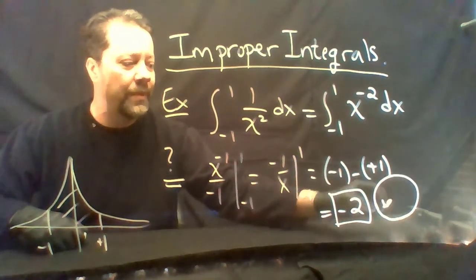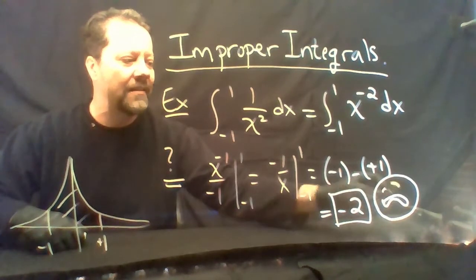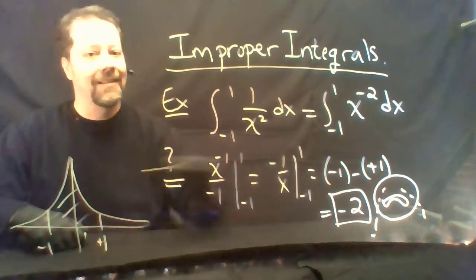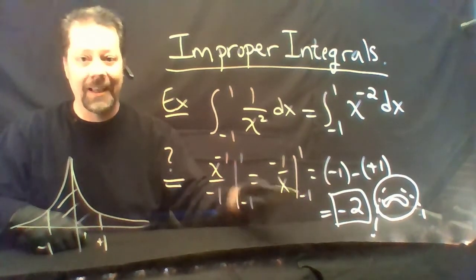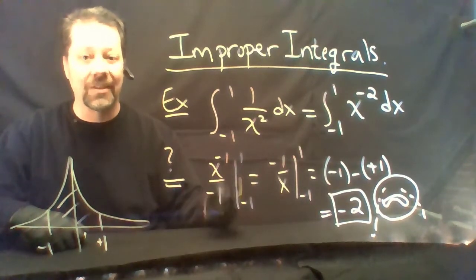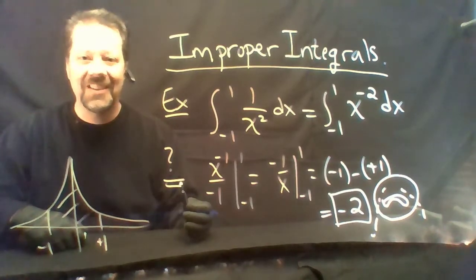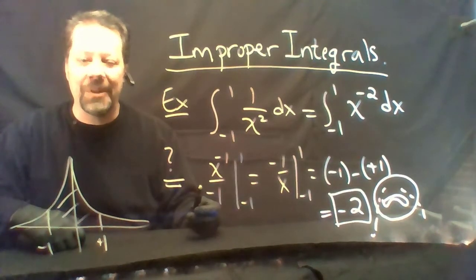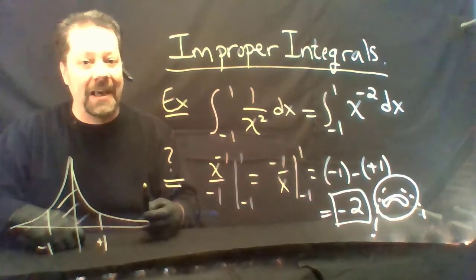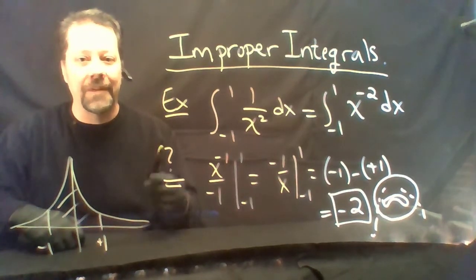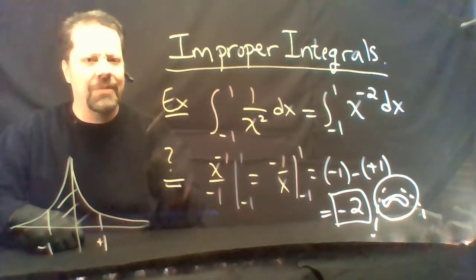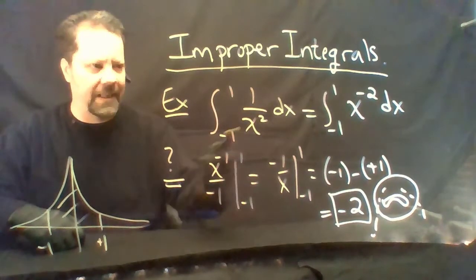Oh no, this is really bad. This isn't going to work. -2 is not the answer. What is going wrong? What's wrong is that we used the fundamental theorem of calculus. If you think back about our proof of the fundamental theorem, what was the requirement for the function f, the integrand?